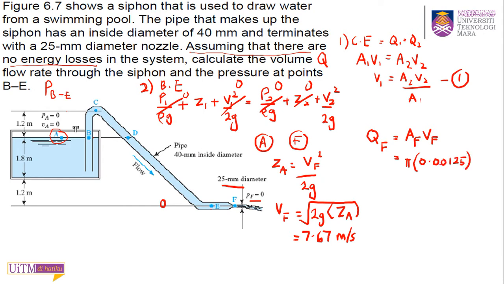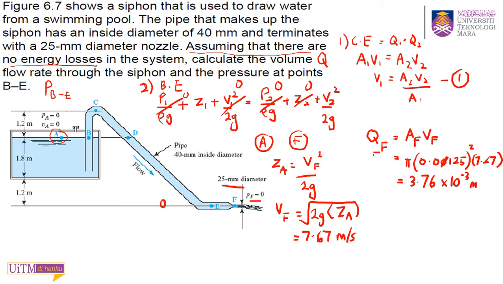Is that right? 0.0125 squared times 7.67. What's the answer? It is 3.765, so 3.76 times 10 to the power of negative 3.